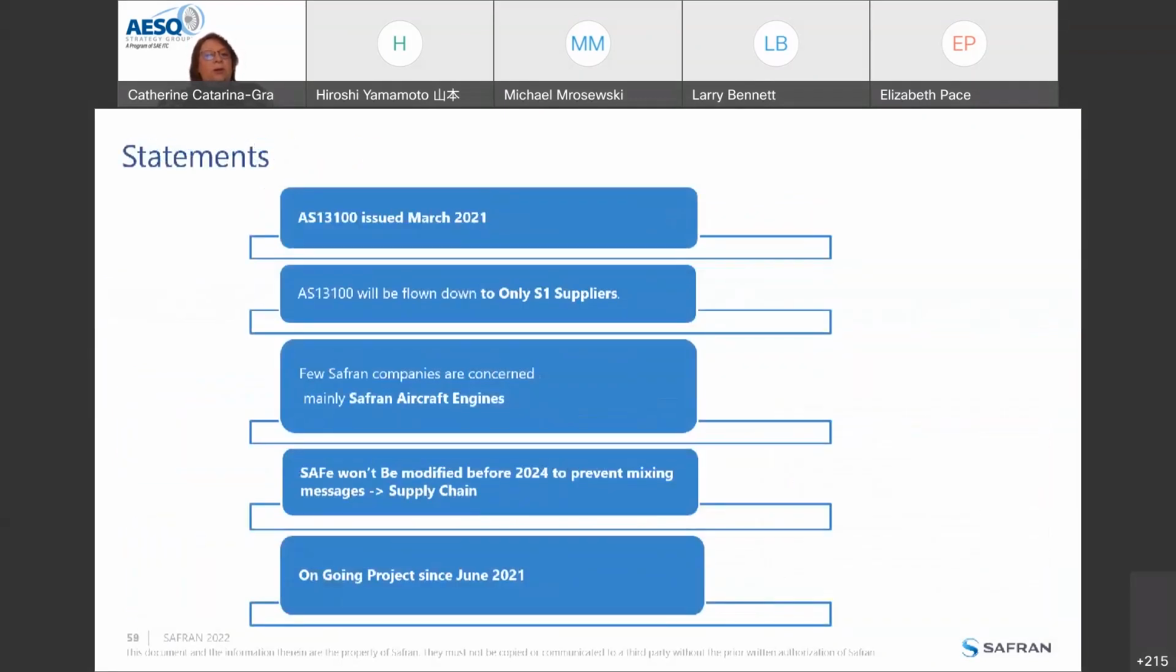So, of course, because AS13100 was issued in March 2021, we have decided to flow down this AS13100 to only S1 suppliers. S1 suppliers are, of course, concerned by Safran Aircraft Engine suppliers, but also transmission systems, aero booster, and some others. But today we will concentrate on Safran Aircraft Engine suppliers. We won't be able to modify SAFE before 2024 to prevent mixing messages because we have just issued a new release of SAFE. So we have an ongoing project at Safran Aircraft Engine since 2021.